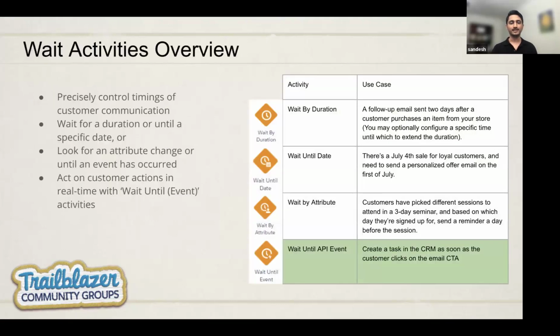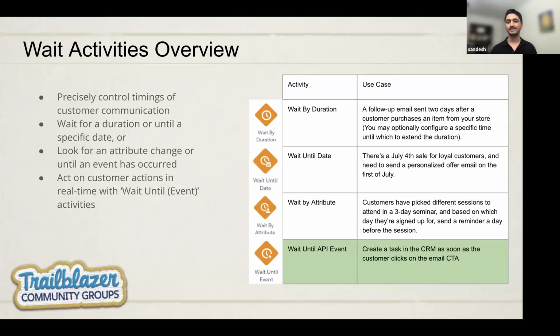Okay, all right. So what are the options for wait activities? Like I said, Tim already covered some of this, but let's go over some of the main ones. The first one is wait by duration, and I have listed the use case in the right column of the table. As the name suggests, if you want to wait a particular amount of time, 2 days or 3 days, before something as a follow-up happens, then wait by duration is your go-to. In the example use case, we want to send a follow-up email 2 days after a customer purchase, maybe asking for a review or anything else that you would want to do.